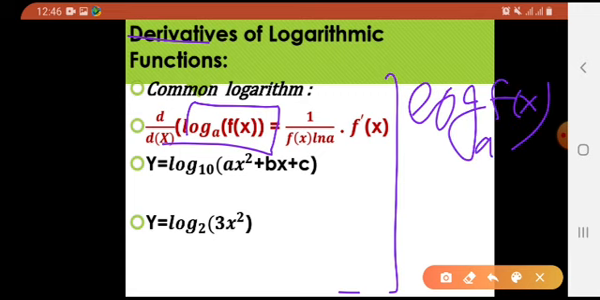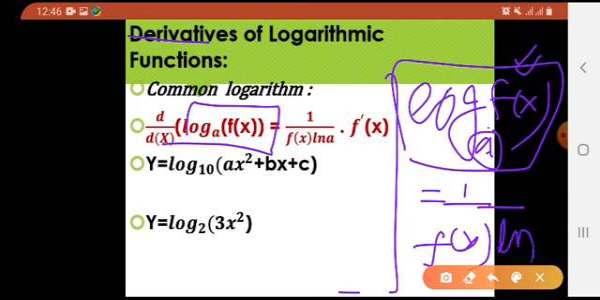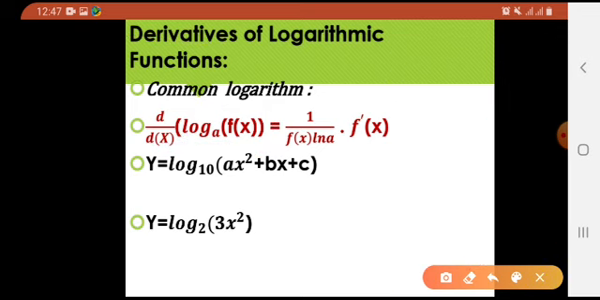Okay, now what is it? A being the constant, could be anything, f of x being the function. So what would be the derivative of this thing? It would be 1 divided by f of x, यानी जो भी आपको function दिया है, 1 divided by that, into natural log of this base, whatever it is, into further derivative of this f of x, which is f dash of x. Let me explain it to you through an example.